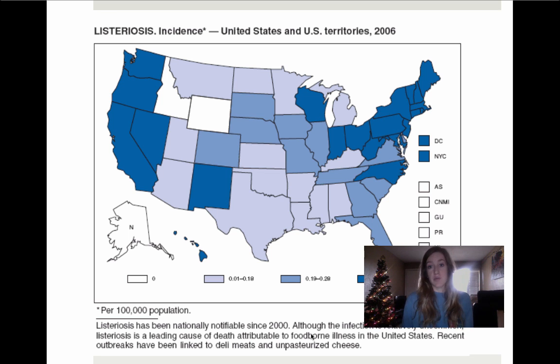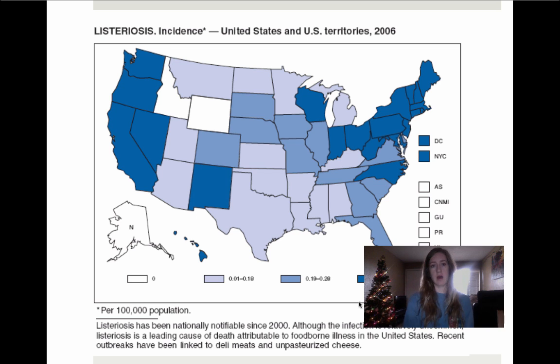So for the U.S., the biggest outbreak that we have was in 2011. There were 147 illnesses, 33 deaths, and 1 miscarriage, but they traced it back to a single farm that produced cantaloupe that were infected with that bacteria, L. monocytogenes. So all those people got sick from that single cantaloupe.